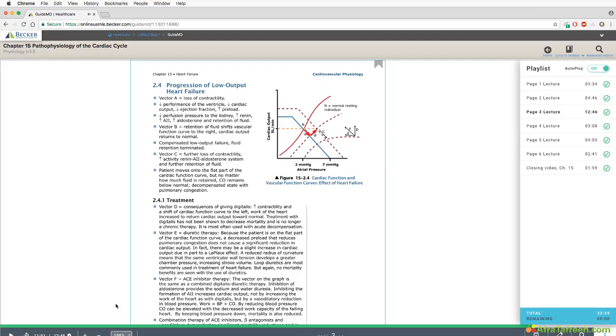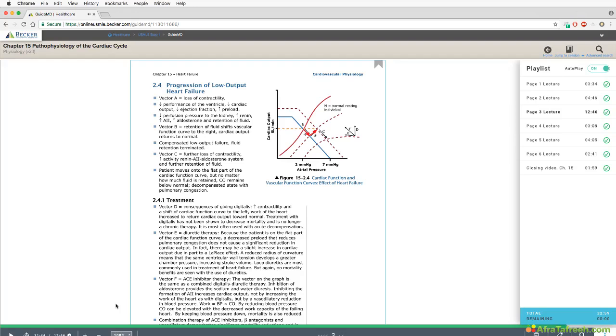Now, the biggest point to understand here is, if you give a combination of diuretics and digitalis, you do move along vector F, performance does return towards normal, but you can also move along vector F by simply giving an ACE inhibitor. The ACE inhibitor acts as a diuretic. It decreases preload, decreases pulmonary congestion. It also returns performance towards normal, not by increasing blood pressure and the work of the heart.